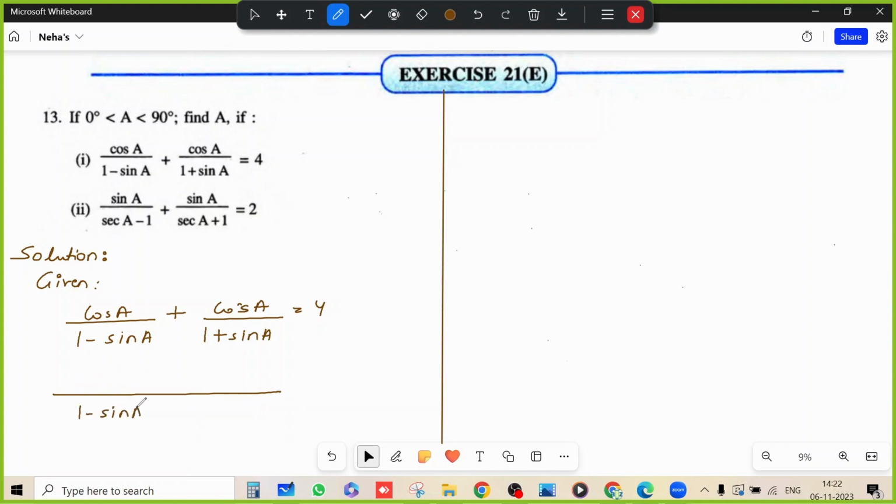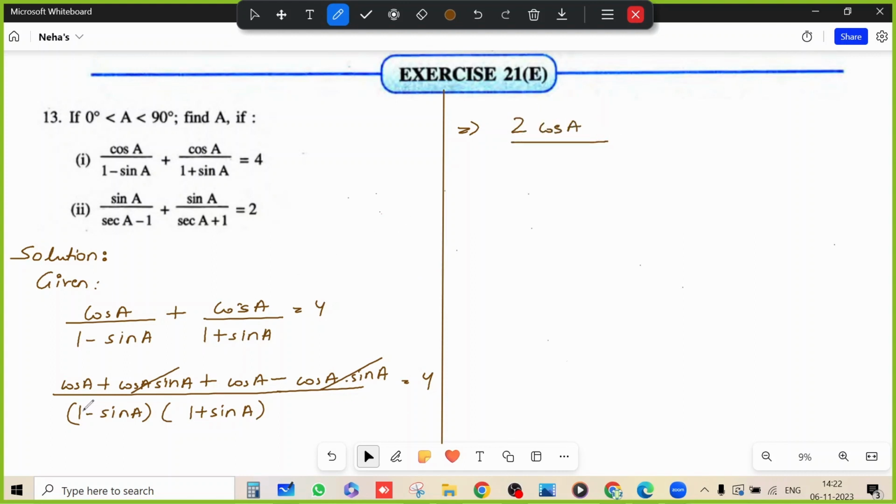So it will become 1 minus sin A into 1 plus sin A, and the numerator will become cos A plus cos A sin A plus cos A minus cos A sin A is equal to 4. Now minus cos A sin A plus cos A sin A will get cancelled out, and the numerator now will become 2 cos A. The denominator is of the form A minus B into A plus B, that is equal to A square minus B square. So this will become 1 minus sin square A, that is equal to 4.